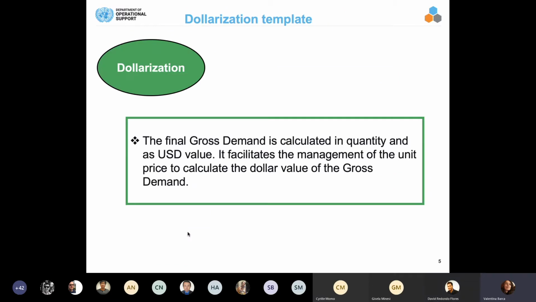The dollarization is, as I said, the gross demand calculated in quantity and as USD value, dollars value, for the part that refers to services. And this template, we will see, then David will do the demo on this. It facilitates the management of the unit price to calculate the dollar value of the gross demand.